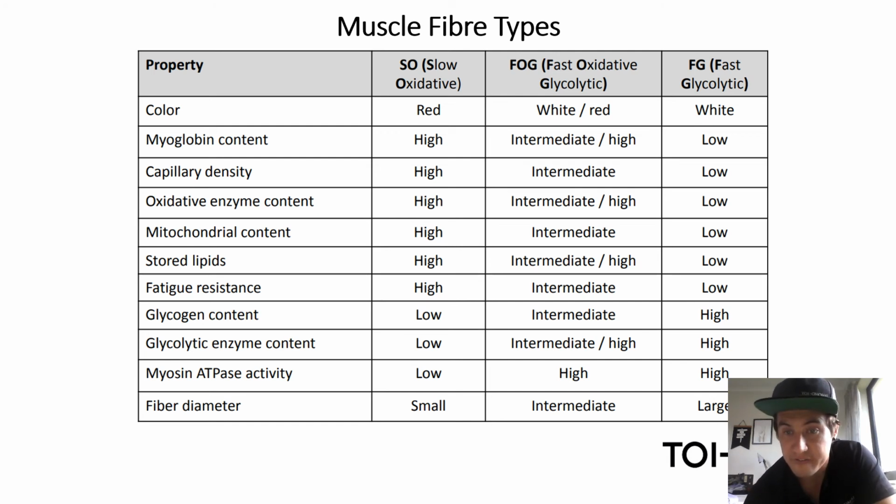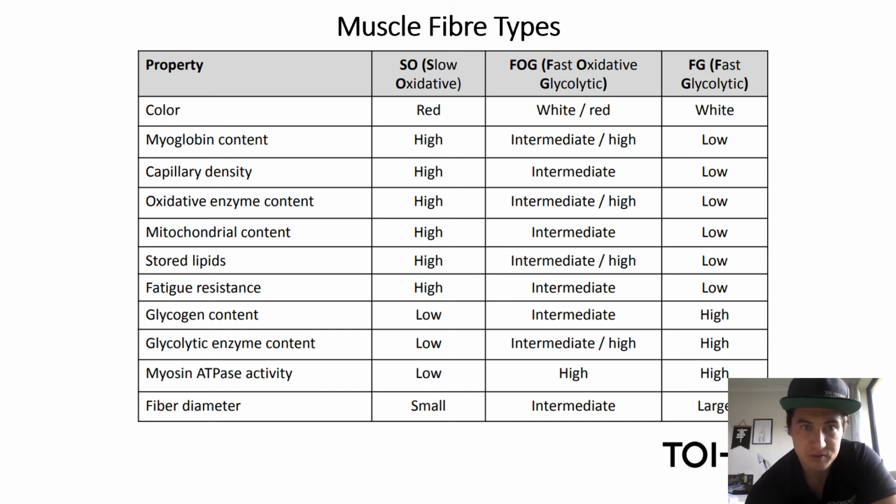regenerate ATP really fast, but it costs: there's a byproduct of fermenting pyruvate, which turns into lactate and lactic acid, and function starts to get worse. So they're very fatigable.